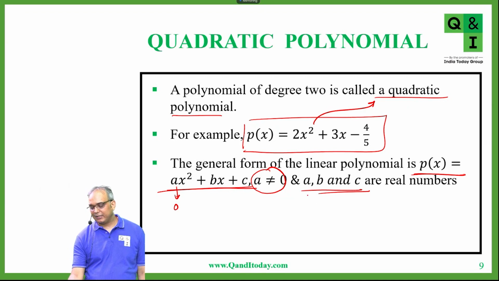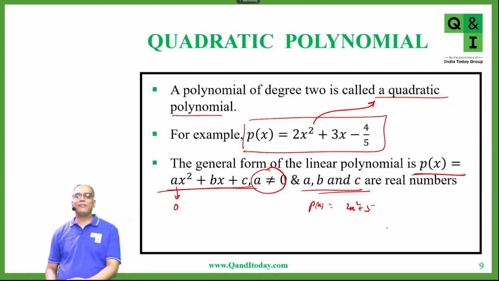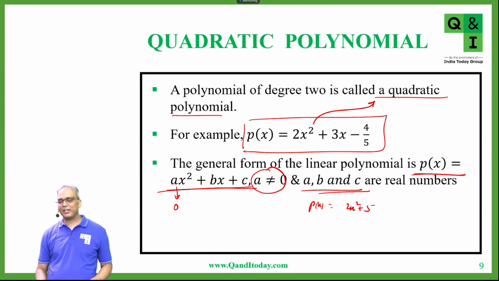For example, we can have something like this: p(x) is equal to 2x square plus 5. Here we don't have any term of x, but still it is a quadratic polynomial because the degree here is 2.